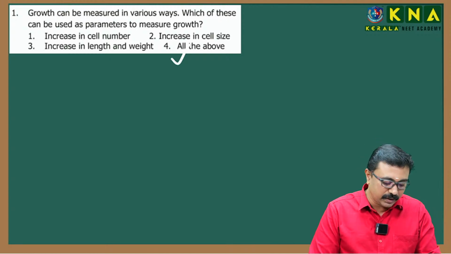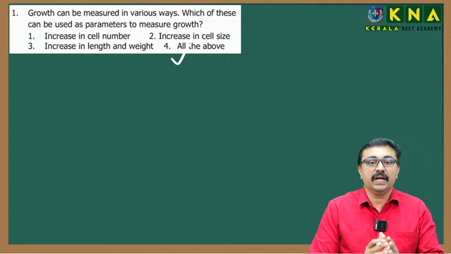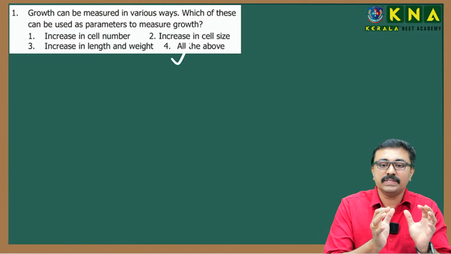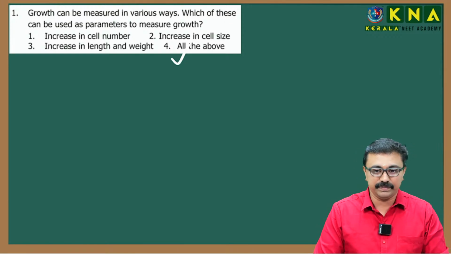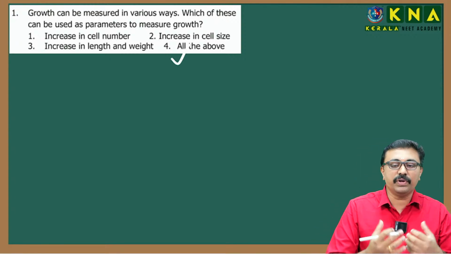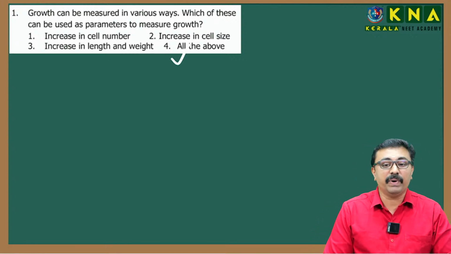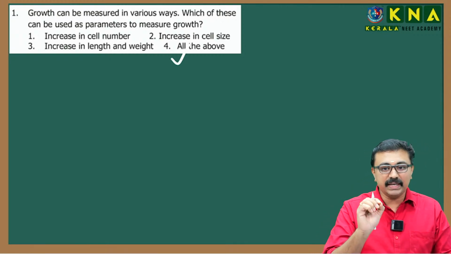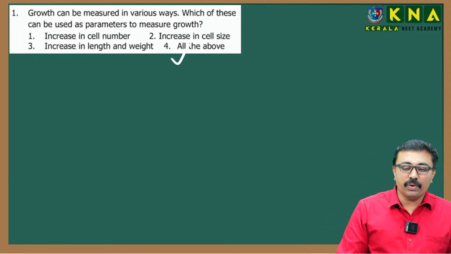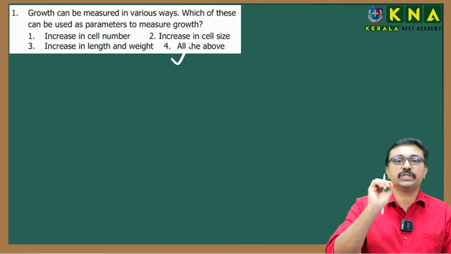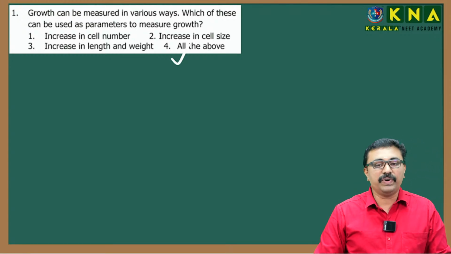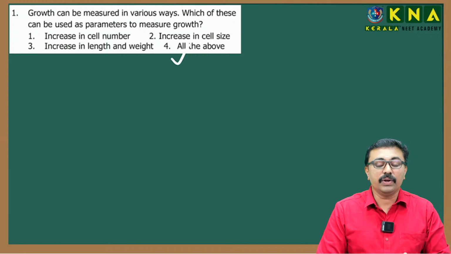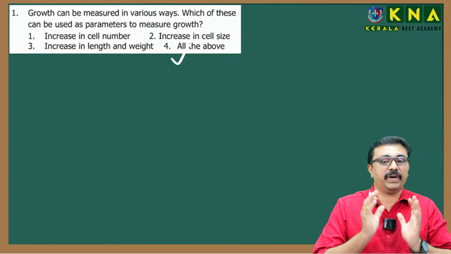So we understand growth. What do you mean by growth? Growth is a fundamental and also a conspicuous character of living things. Growth can be measured by using different parameters. From plant growth and development, we understand growth has 2 important characters. First, growth is measurable. Growth can be measured.